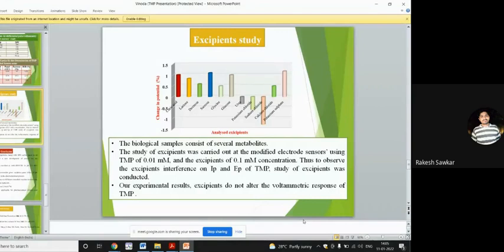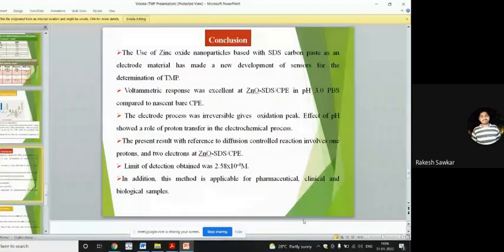The biological samples consist of several metabolites. The study of excipients was carried out on the modified electrode sensor using trimethoprim at 0.01 millimolar and excipients at 0.1 millimolar concentration. From our experimental results, excipients do not alter the voltammetric response of trimethoprim.